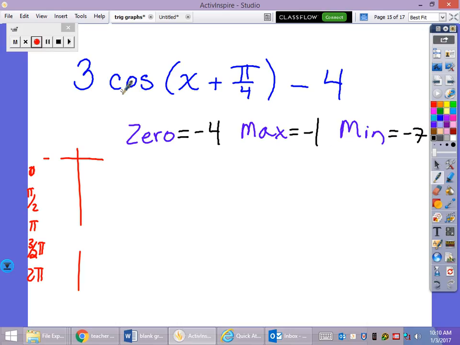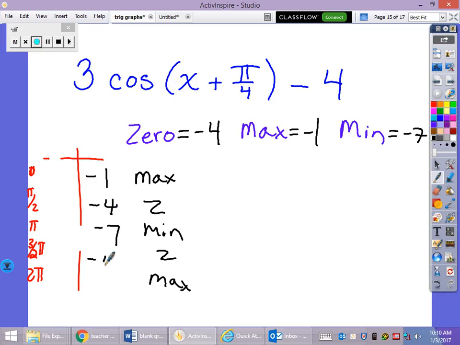Okay, it is cosine. What is the pattern for cosine? Max, 0, min, 0, max. And notice I have to abbreviate max and min. 0, I can put a Z, but because they both start with an M, I have to write them out. All right, what's the max? -1, then -4, -7, -4, -1. Right-hand side, completely done.